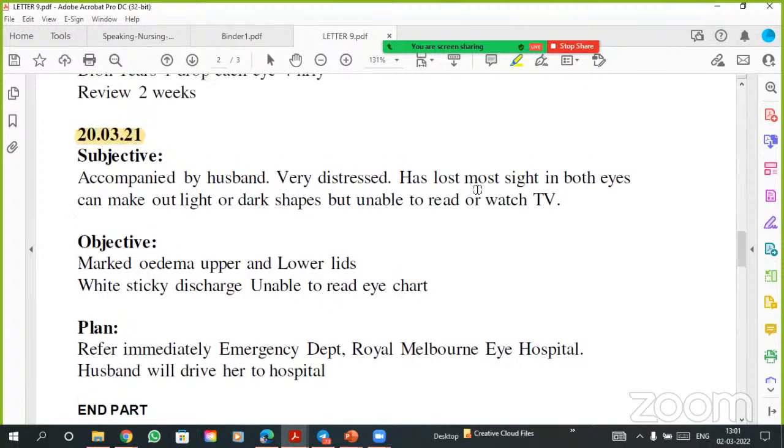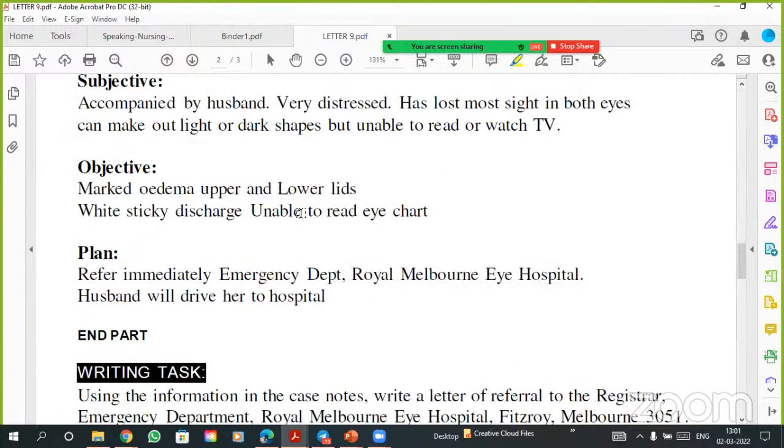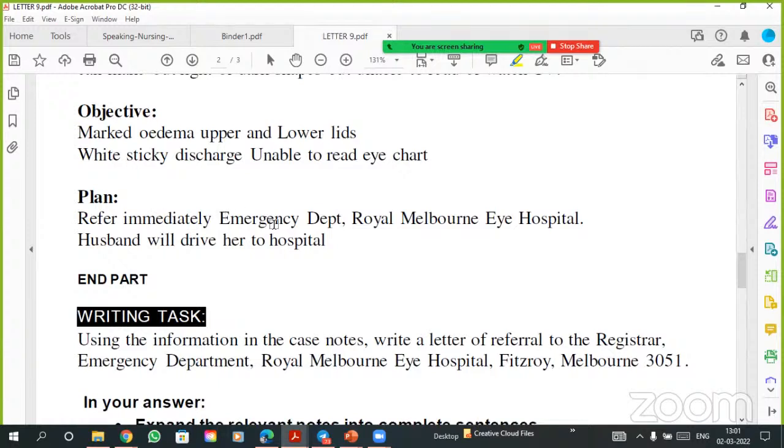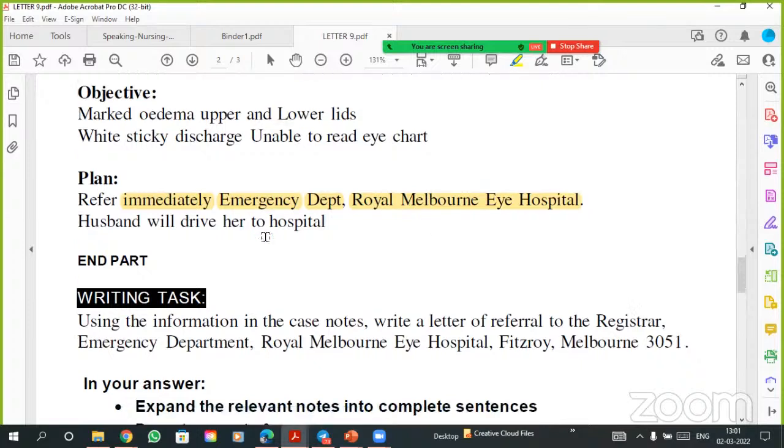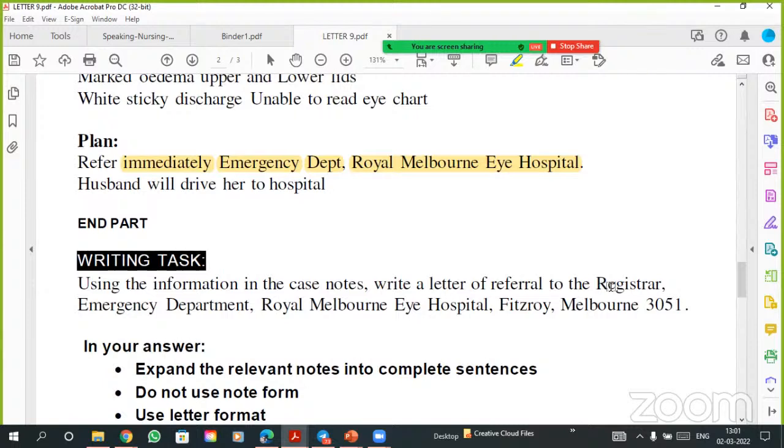Okay. Right. Urgent. Emergency. Immediately. Emergency department. Royal Melbourne Eye Hospital. Melbourne. Okay. So you are writing to the registrar. So registrar, the registrar name is not the registrar. Emergency department, Royal Melbourne Eye Hospital, Fitzroy, Melbourne 3051. Very good.